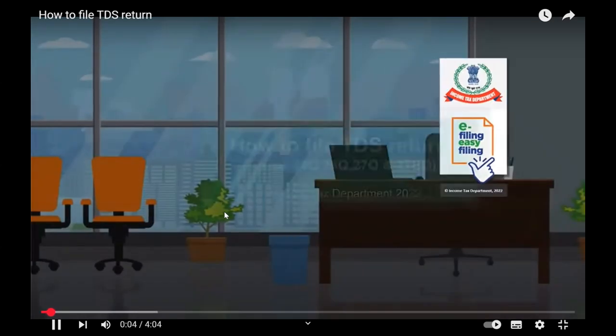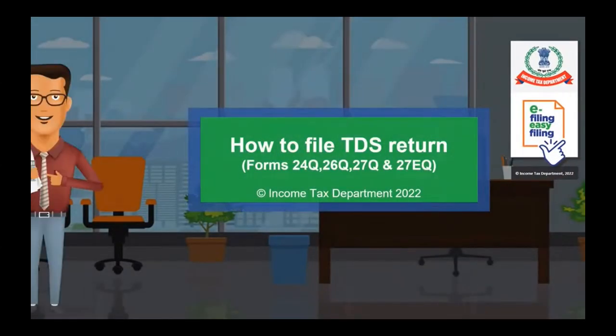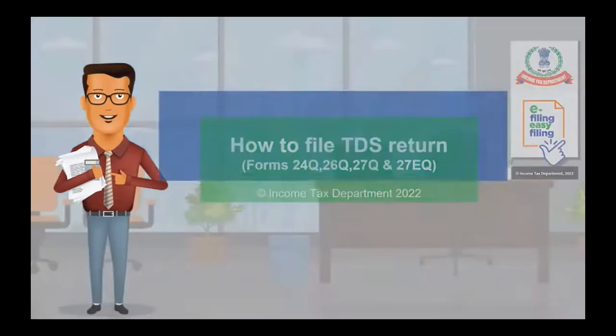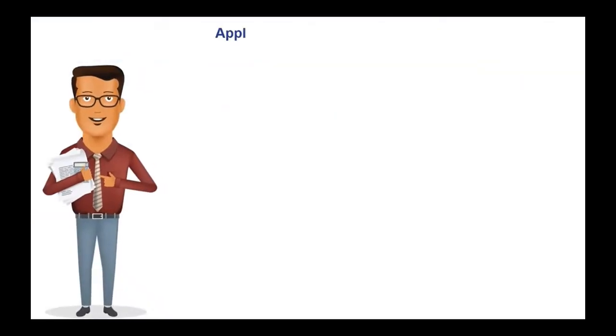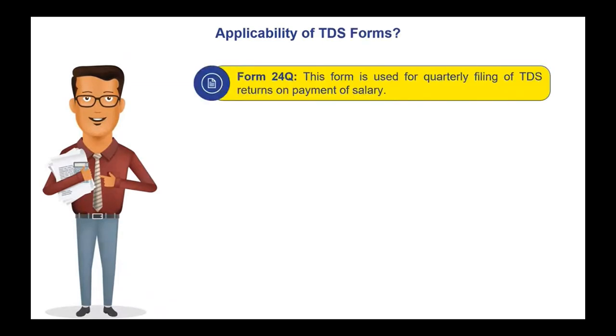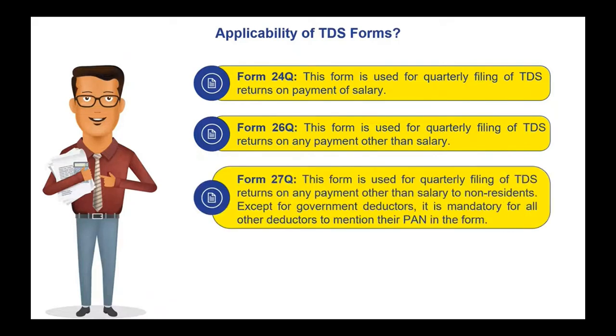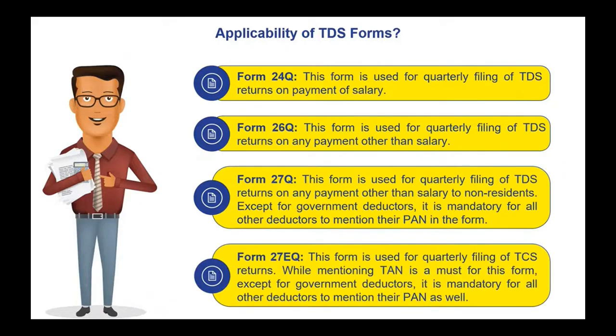This video is on how to file TDS return in Form 24Q, 26Q, 27Q and 27EQ on the e-filing portal. Form 24Q is applicable for quarterly filing of TDS returns on payments of salary. Form 26Q is applicable for quarterly filing of TDS returns on payments other than salary. Form 27Q is used for quarterly filing of TDS returns on payments other than salary for non-residents. Form 27EQ is applicable for quarterly filing of TCS returns.